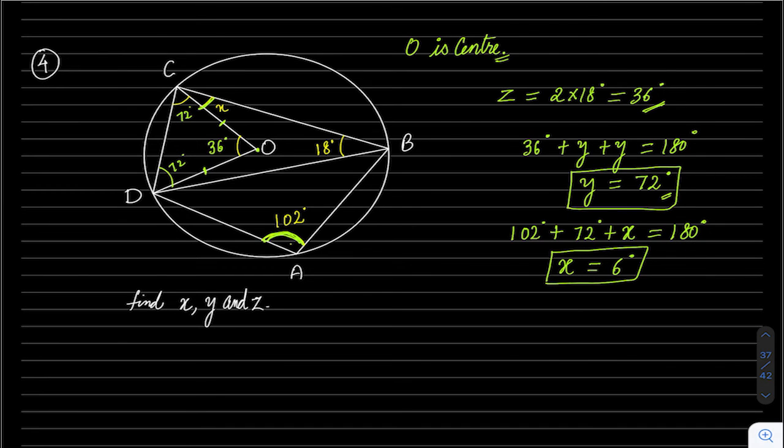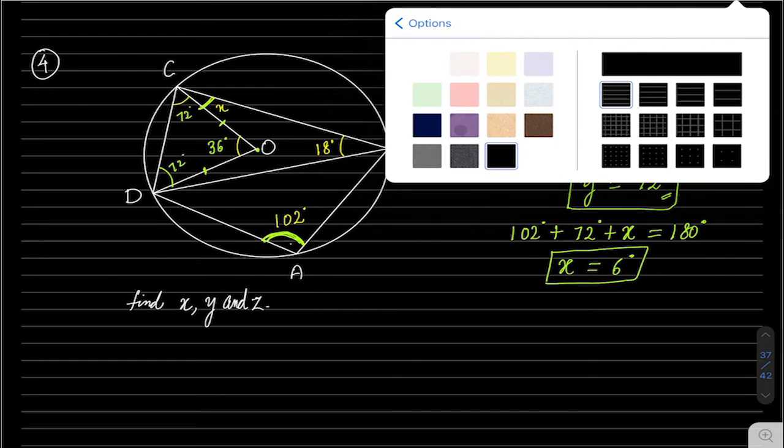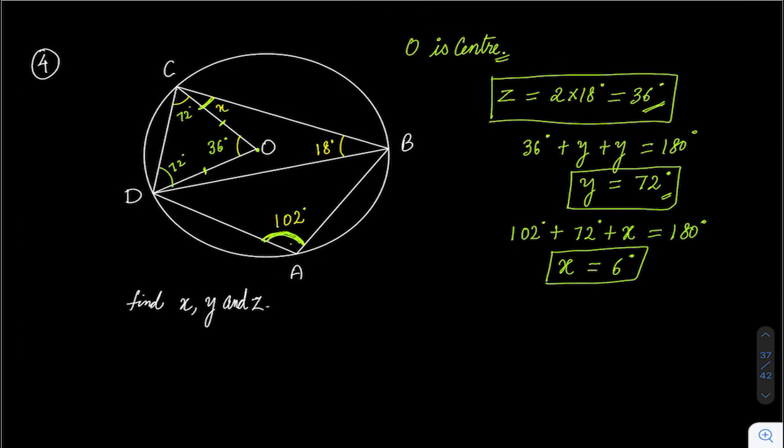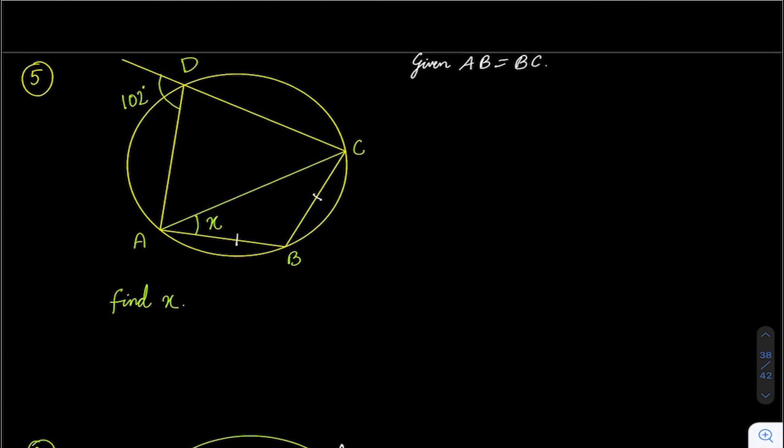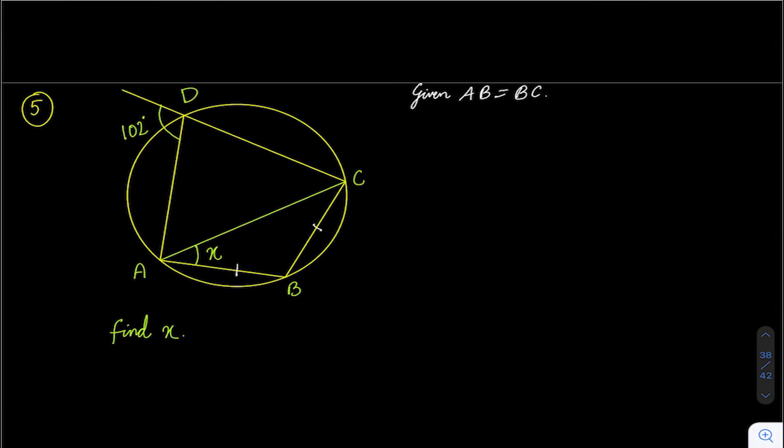So now I have the values of x, y and z. Now you can see how easy this is, once you concentrate on the diagram and just see what you can observe. I can observe an arrow for one thing. Second, I can observe a cyclic quadrilateral. These are the two things that will help you get all the angles. Okay, let's move forward.